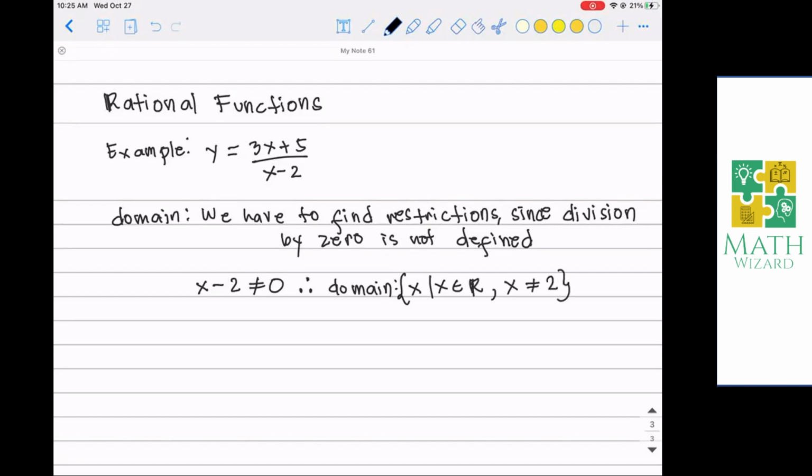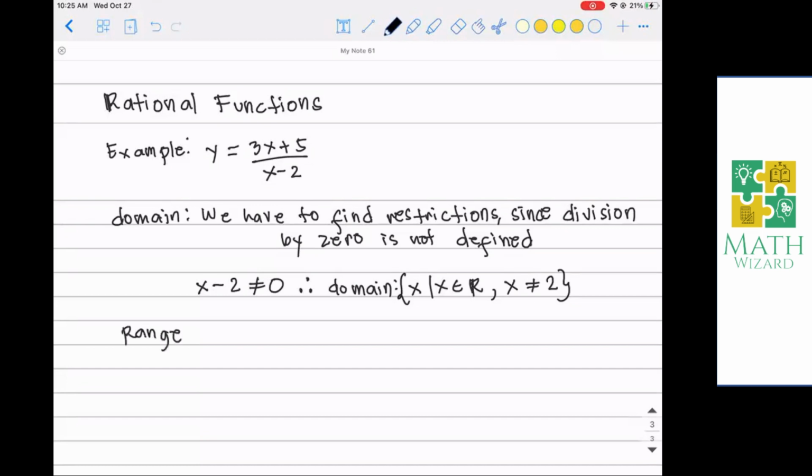Bakit? Kasi pag nag-equal to 2 yan, magiging 0 na ang ating denominator. Pag naging 0, it's undefined. So, ibig sabihin, ang ating domain ay all the real numbers except 2. Kasi kapag sinubstitute natin ang 2, that would be 2 minus 2 equal to 0 yon. So again, ang unang gagawin lang natin is we look for restriction. How about the range?